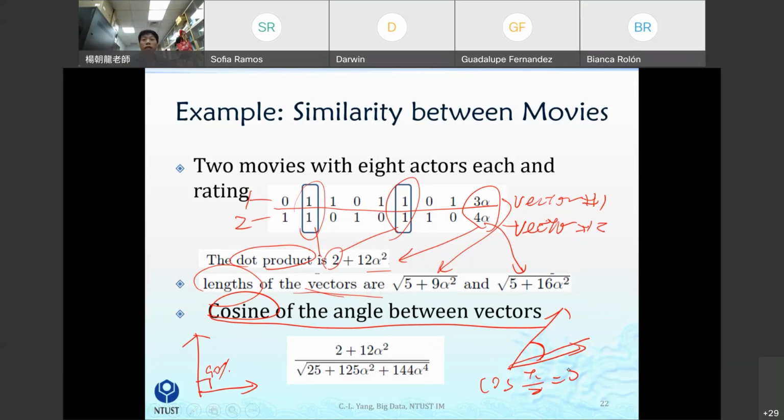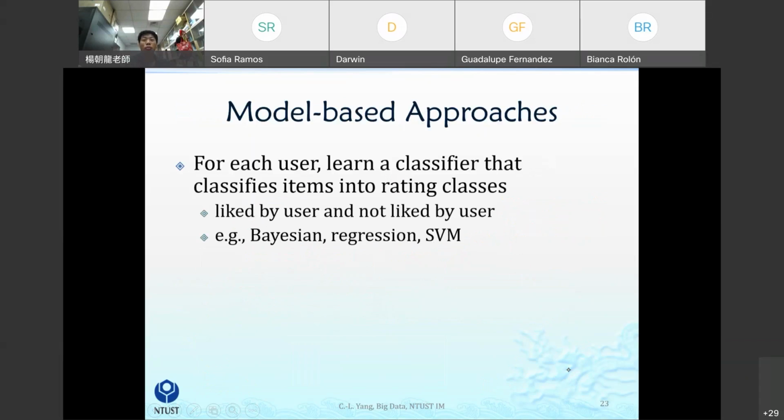So that's a fundamental calculation way. If you know that, then we're able to compare the two movies' ratings. Okay, so there are some model-based approaches. For each user, we try to learn a classifier that can classify items into rating classes, like liked by the user and not liked by the user, as a certain indicator, right? And several different methods you can use.